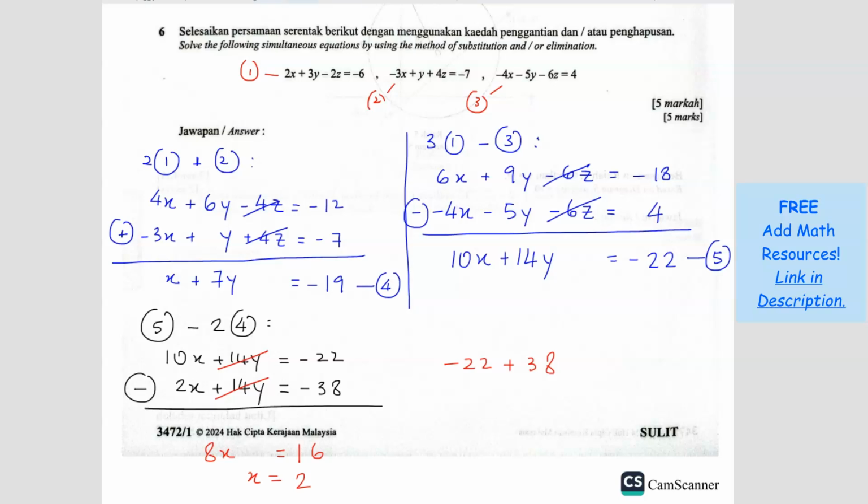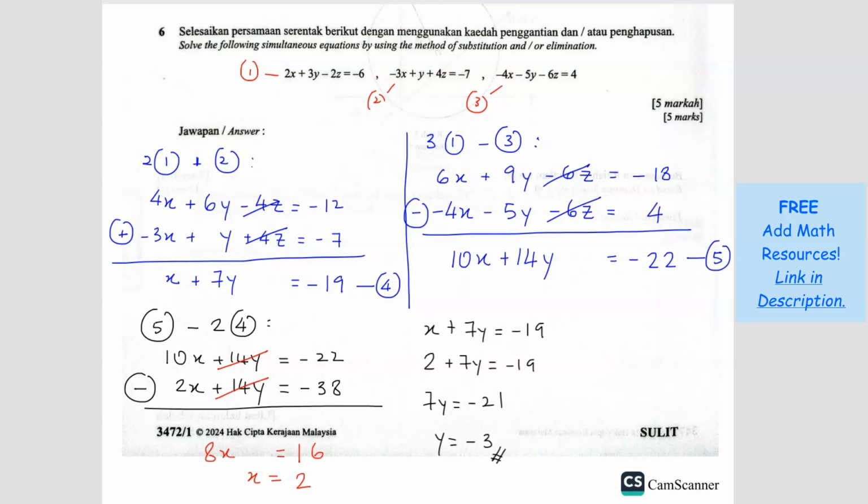We have already found the x value. Now we just have to substitute back into the previous equations to find the y and the z values. Let's start with the fourth equation: x plus 7y equals negative 19. We already know x is 2, so 2 plus 7y equals negative 19. So 7y equals negative 19 minus 2, so it's negative 21. So y equals negative 3.